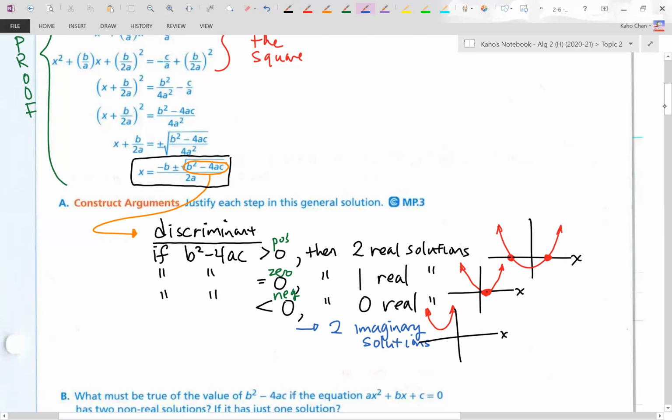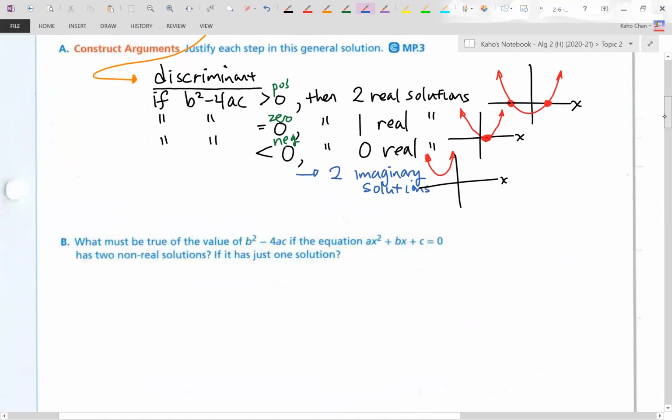All right, let's move on to the next section here. What must be true of the value of b squared minus 4ac if the equation ax squared plus bx plus c equals 0 has two non-real solutions if it has just one solution? Oh, we kind of talked about that already. Two non-real solutions is when the discriminant is negative. One real solution is when you have the discriminant equal to 0. We talked about that up here.